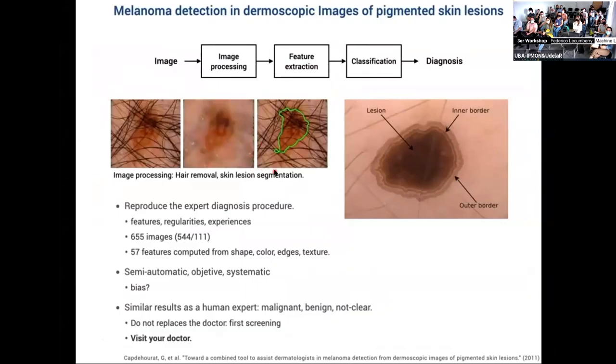Here, a semi-automatic method for melanoma detection in dermoscopic images was tested. It reproduced the dermatology diagnosis procedure, looking at some features that can be easily computed from the lesion once it is segmented. In the image processing step, hair removal and lesion segmentation are performed. In the feature extraction step, 57 features are computed, such as shape descriptors, edge regularities, color and texture, among others. This was computed from only 655 images, where only 111 had malignant lesions.